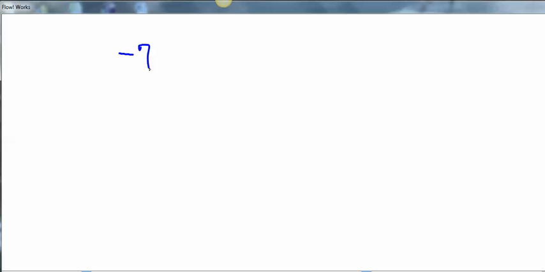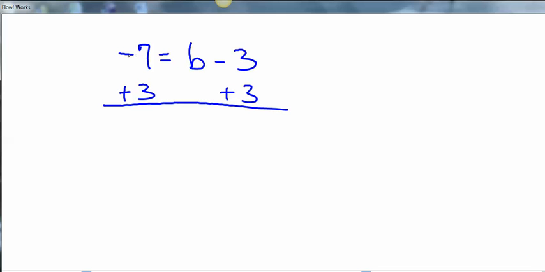So if negative 7 is equal to b minus 3, Madison, what's being done to the variable? Subtracting 3 from it, right? What's the opposite of that, Taylor? Adding 3. So we're going to add 3 to each side of the equal sign. Do this in your calculator or in your head. You're better off using your calculator, though. Negative 7 plus 3 is negative 4 equals b.